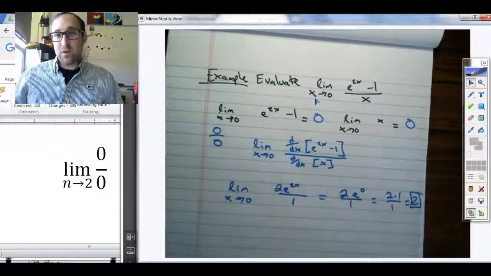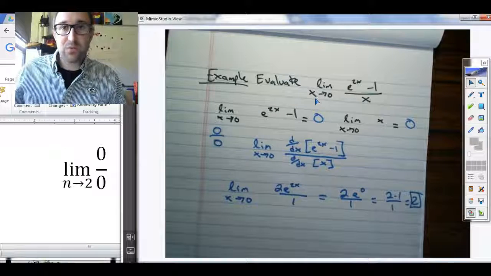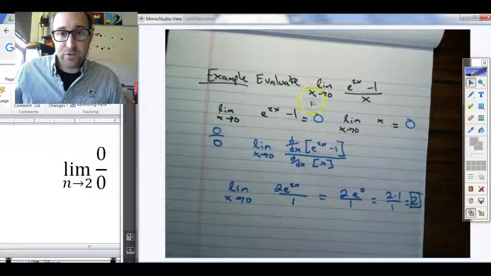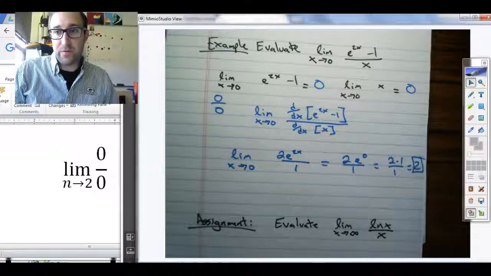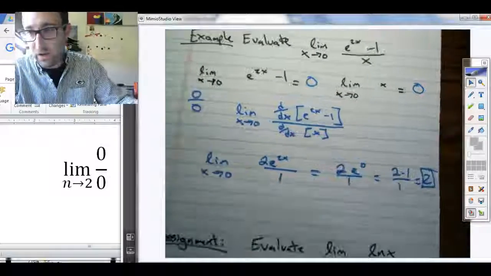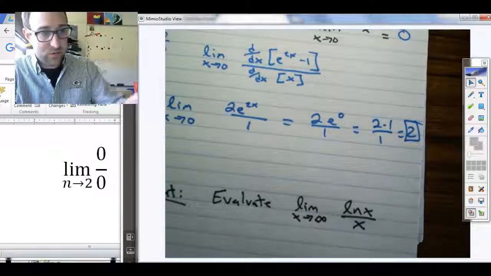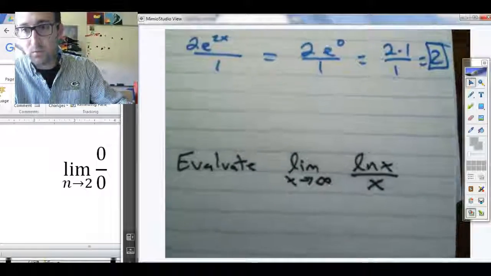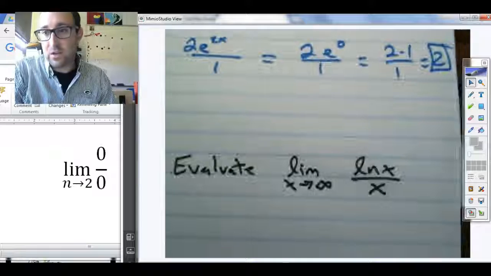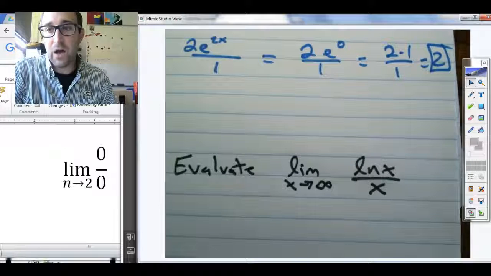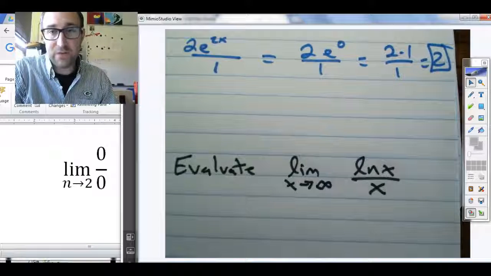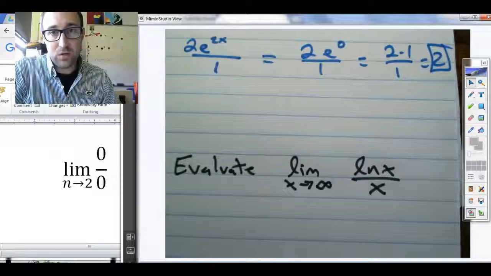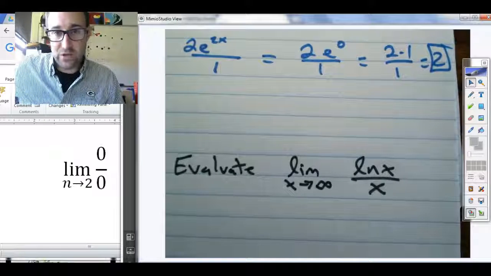All right, so there you go. There's some examples. There is L'Hopital's rule. We're going to do some more examples in class. So good luck, and here is your question to do for the day. Your assignment is to evaluate the limit as x approaches infinity of the natural log of x over x. When you plug in infinity for top and bottom, you're going to get infinity over infinity, so L'Hopital might become your best friend. Good luck.